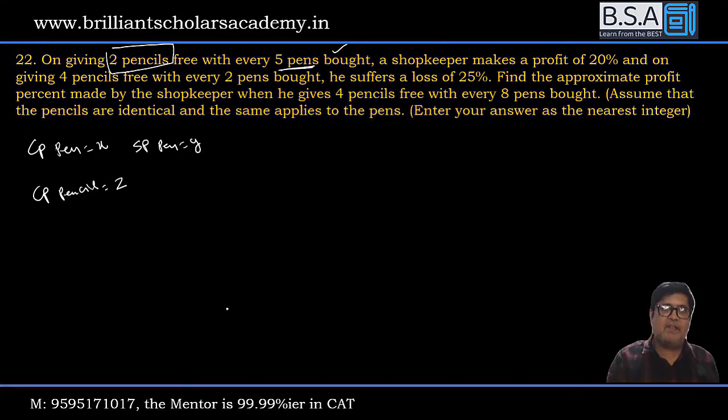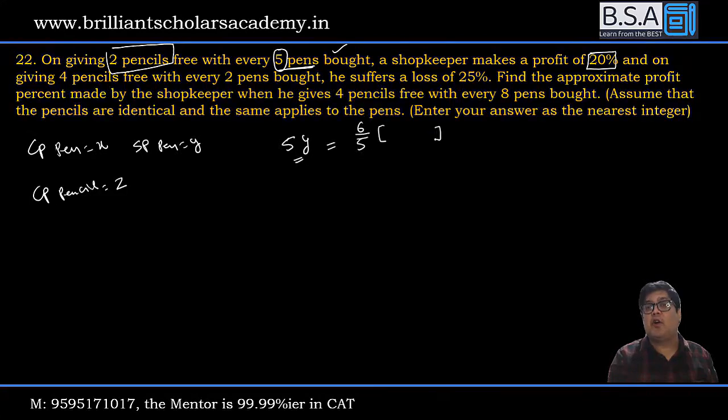What happened in the first case? What was purchased? 5 pens were purchased. So what is the money collected by shopkeeper? 5Y. That is selling price. What was the profit earned? 20% profit was earned. How do you earn 20% profit? You multiply 6 upon 5. You multiply 6 upon 5 with what? You apply that on the cost.